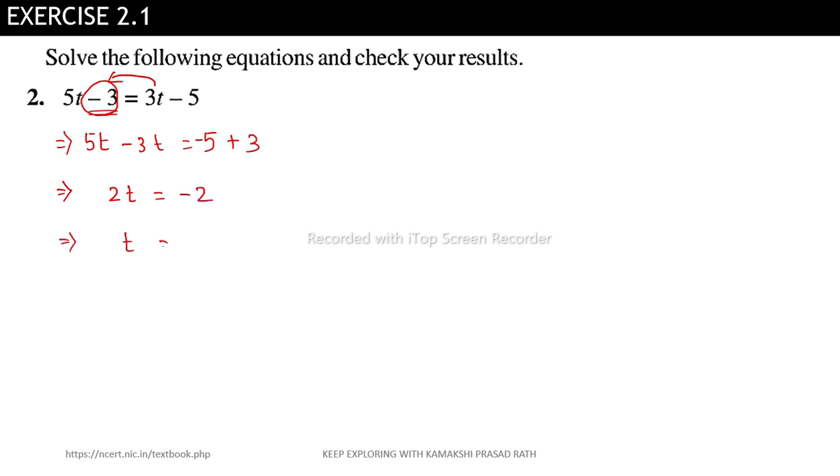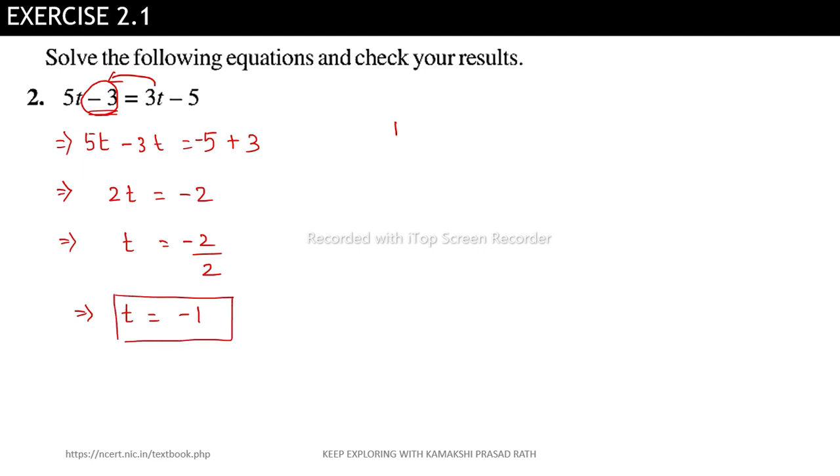That implies 2t equals minus 2. Here 2 is multiplied on the left side, so 2 will be divided on the right hand side. That gives us t equals minus 2 by 2. We get t equals minus 1.